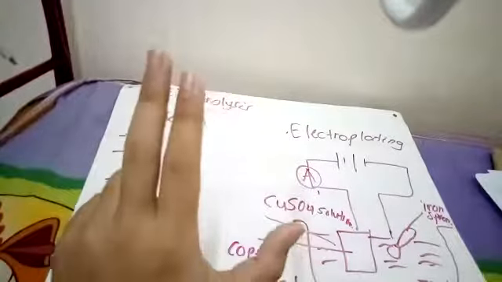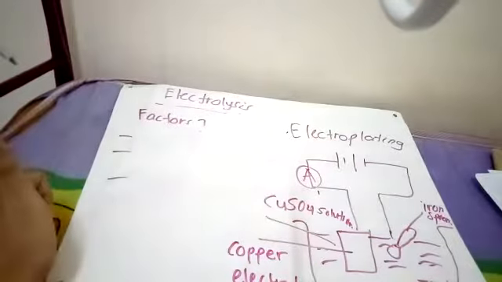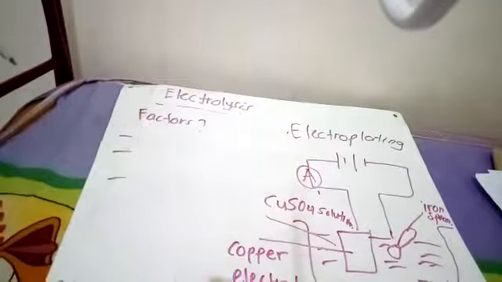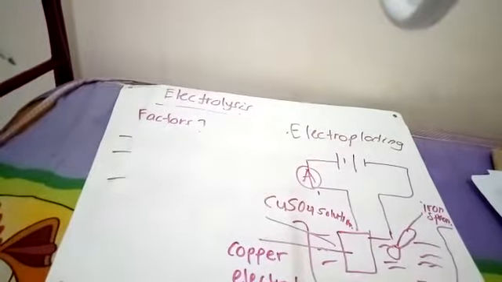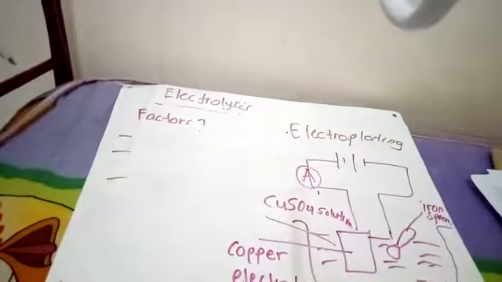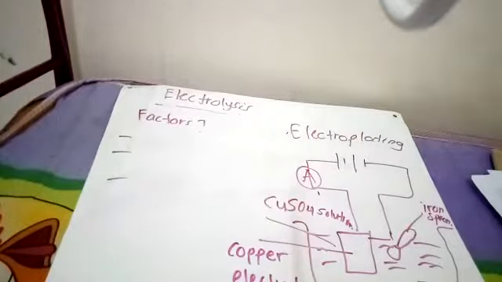Okay, these are three factors that affect electrolysis. For the first factor, it is the position of ions in the electrochemical series. For the position of ions, we must remember all the parts from helium until silver. The lower the position of the ion in the electrochemical series, the easier it is to displace.